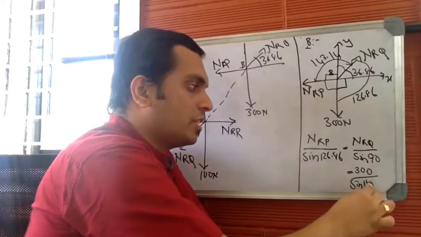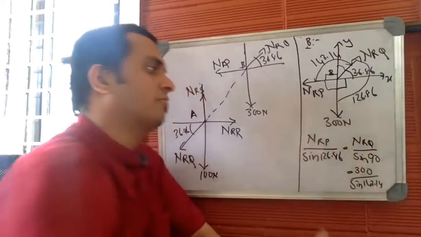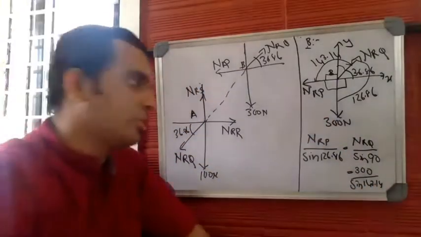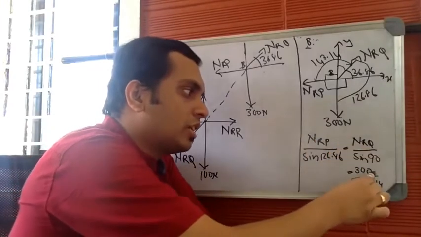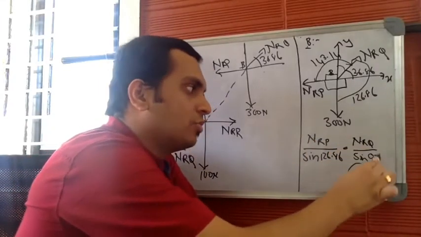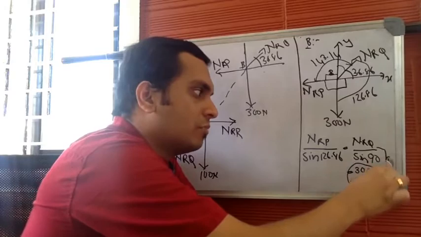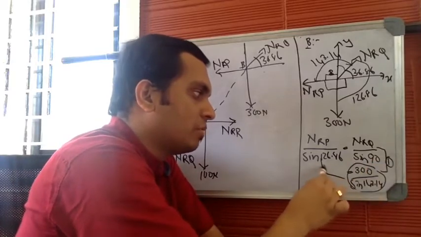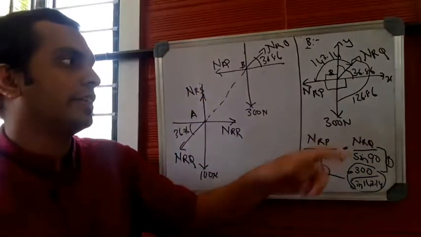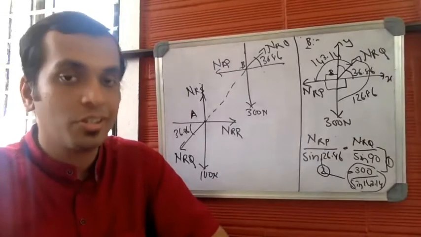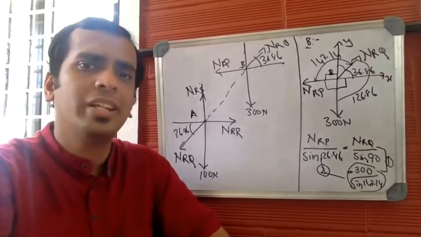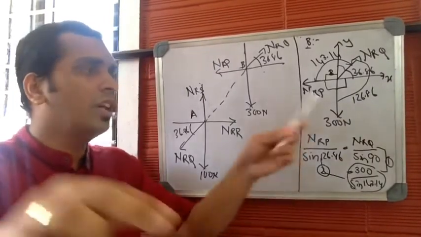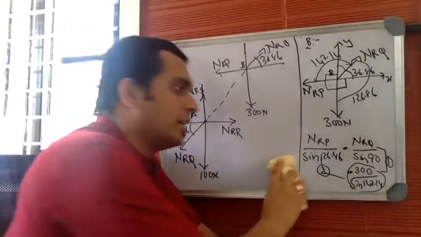Sine 143.14. So this is the application of Lami's theorem. Here, these are the two unknowns, and this particular term is completely known. So equate these two as equation number 1 and equate these two as equation number 2 to find the value of NRP and NRQ. I'll not do this. You can try. Calculation remains the same. This is all about the first free body diagram.